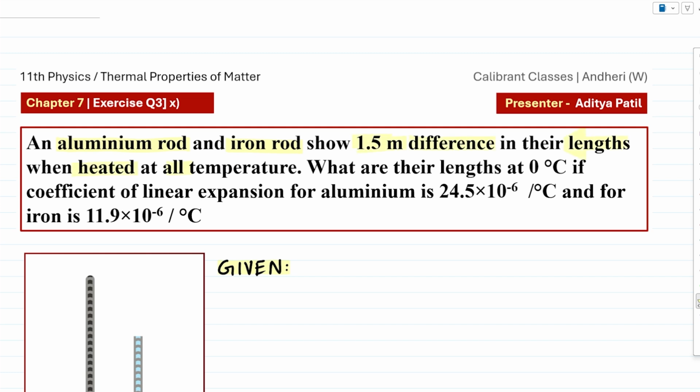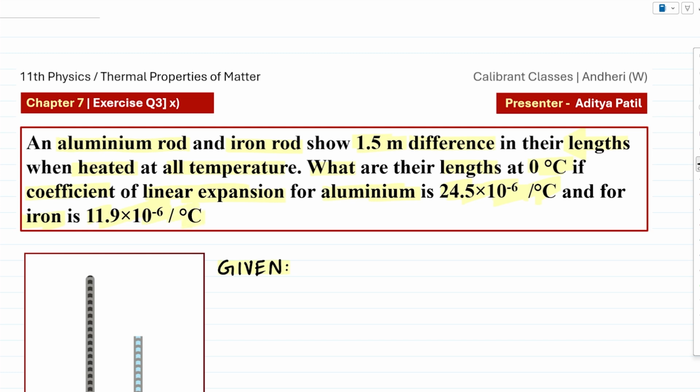when heated at all temperatures. What are their lengths at 0 degree Celsius if the coefficient of linear expansion, that is alpha, for aluminium is 2.45 into 10 raised to minus 6 per degree Celsius, and for iron it is 11.9 into 10 raised to minus 6 per degree Celsius as well.